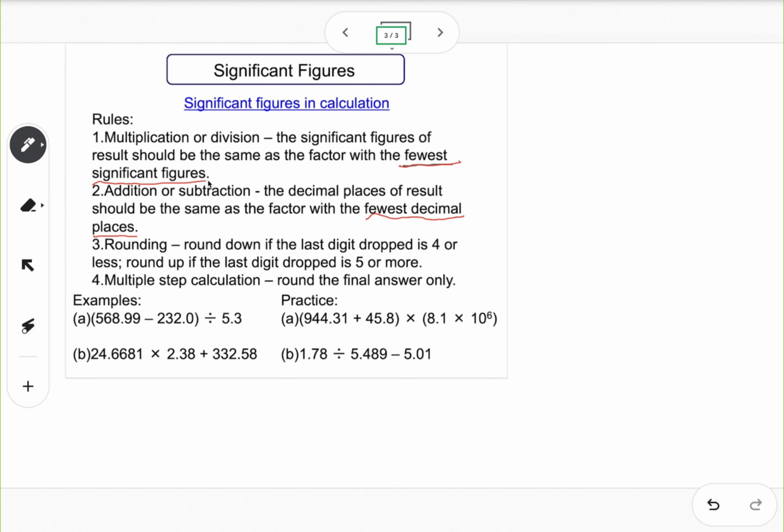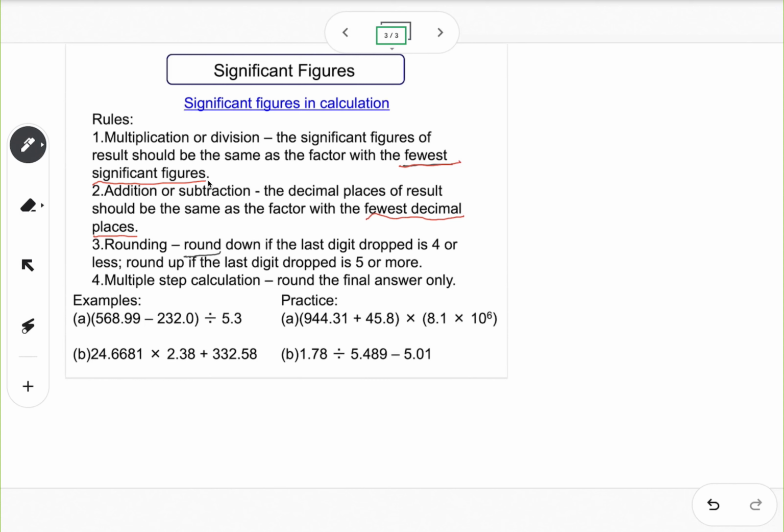All right, now rule number 3, rounding. We need to round the number sometimes to get the right significant figures of the final answer. You need to round down if the last digit dropped is 4 or less, and you need to round it up if the last digit dropped is 5 or more. Again, we will use the examples to demonstrate. Rule number 4, if you are doing a multiple step calculation, then you only round the number for the final answer. You do not round the numbers for the intermediate answers. Okay, all right. These are the rules that we need to follow when we do calculations. Let's take a look at those 4 examples.